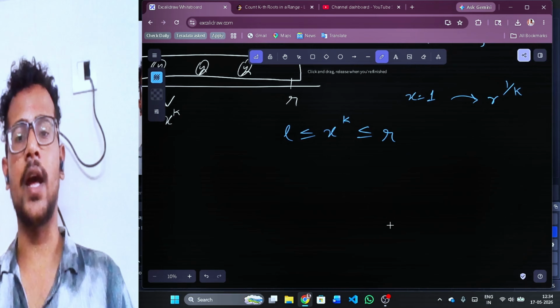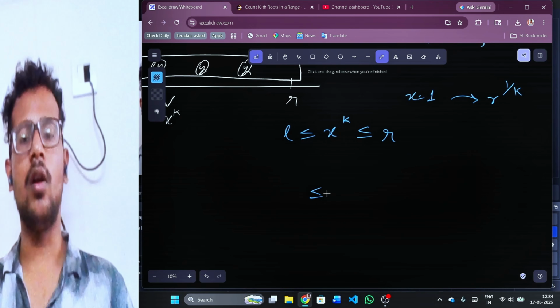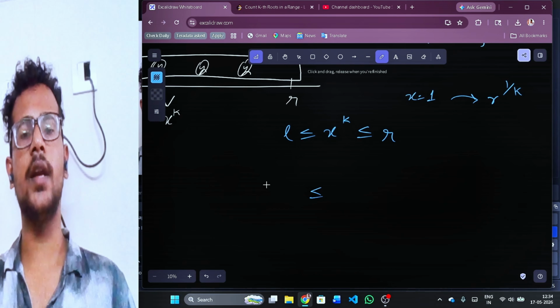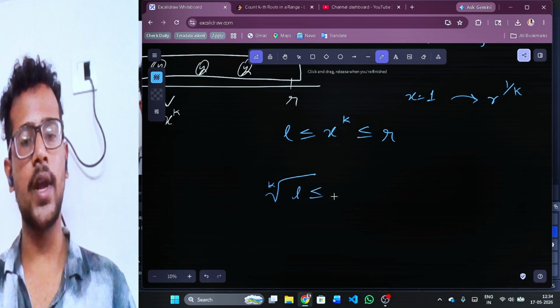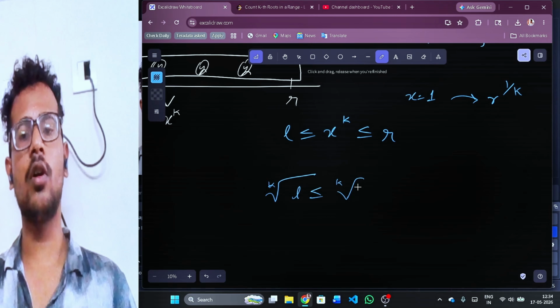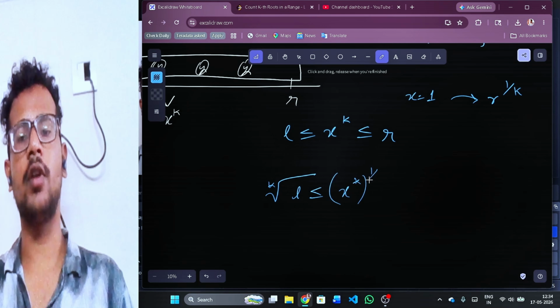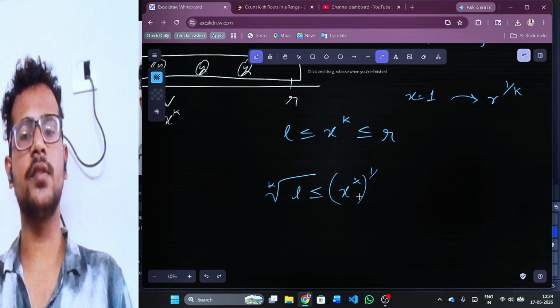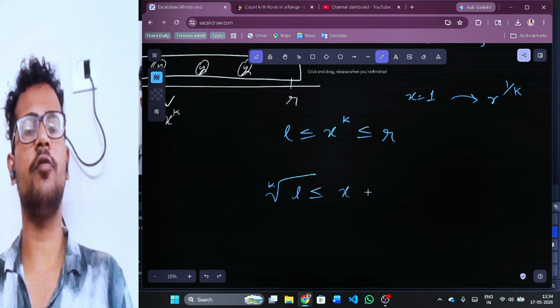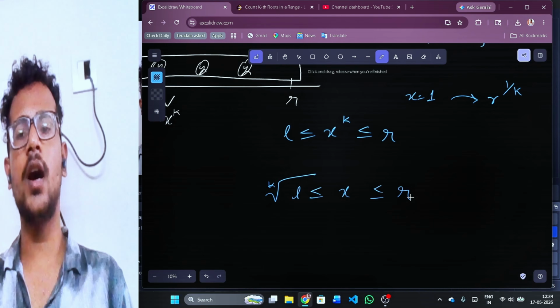If I apply the kth root on all, I'll get the kth root of L. The kth root of X power K is nothing but X power K power 1 by K. K and K will be cancelled, and there will be only one thing left, which is X. And R becomes the kth root of R.